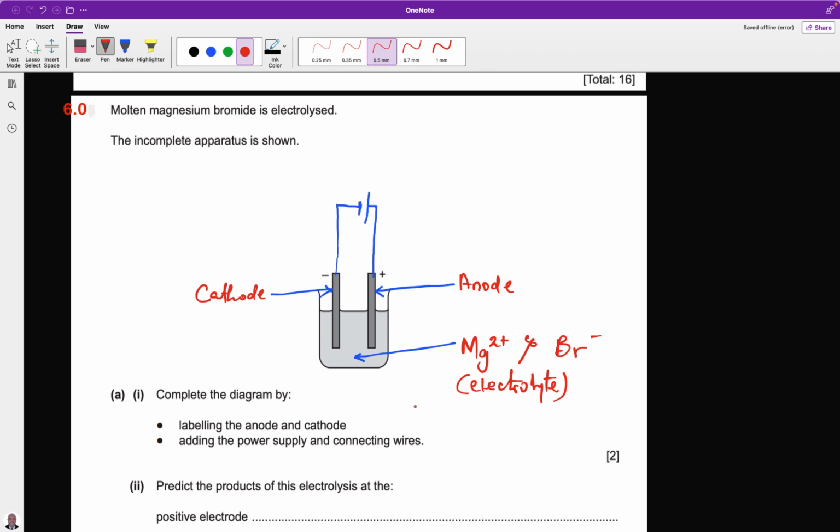Now, label the anode and the cathode. This is the anode, which is the positive electrode. The cathode is the negative electrode. Adding the power supply and connecting wires: this is the power supply, and these are the connecting wires.